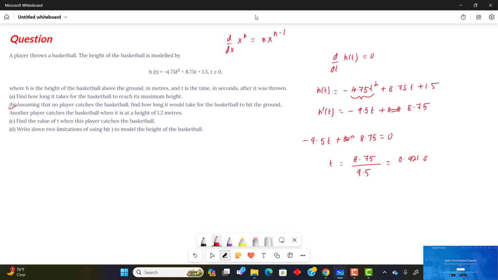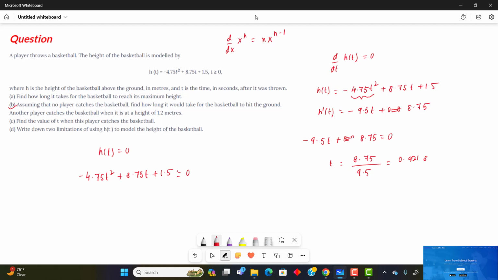The second question is asking us that assuming no player catches the basketball, how long it would take for the basketball to hit the ground. So to find how long it would take to hit the ground, you can use h(t) is equal to 0, because at time t, when it hits the ground, height will be 0. So minus 4.75 t square plus 8.75 t plus 1.5 should be equal to 0.